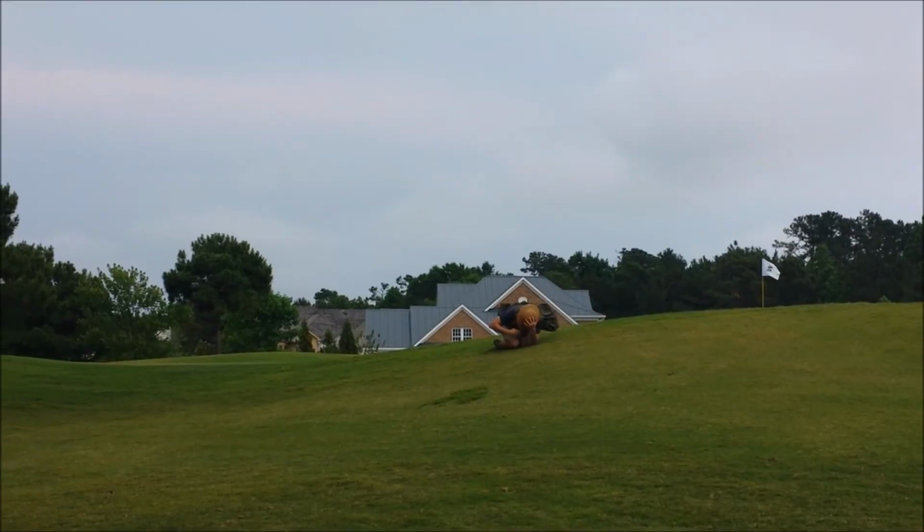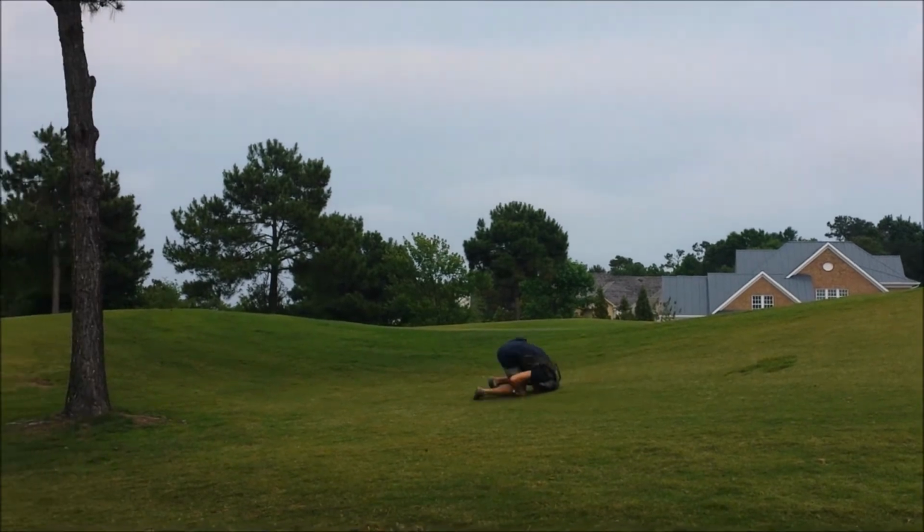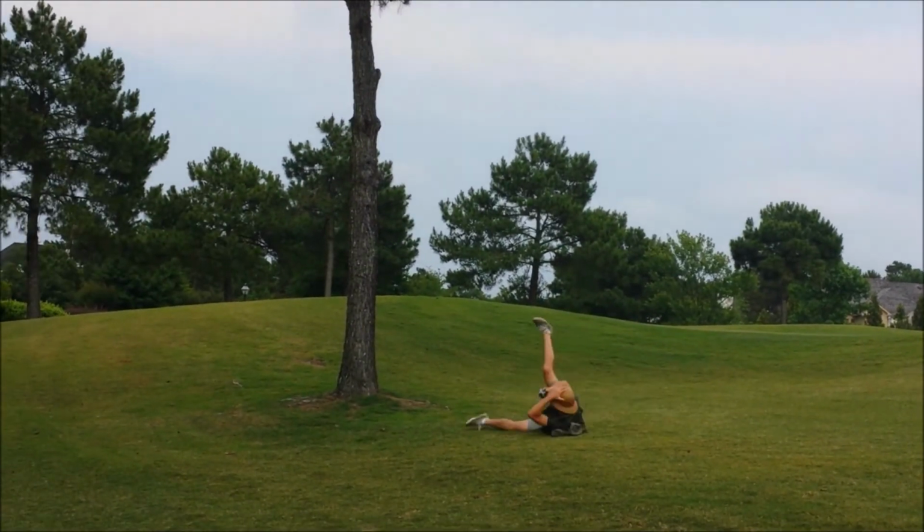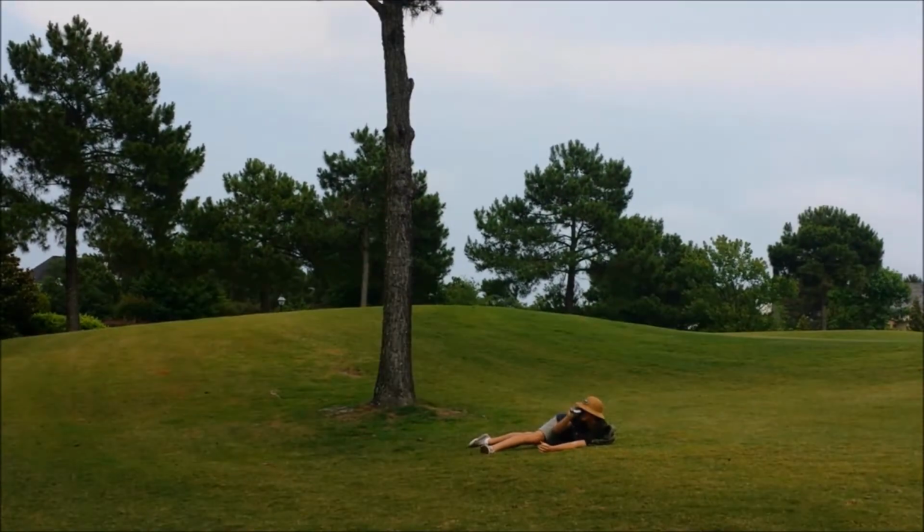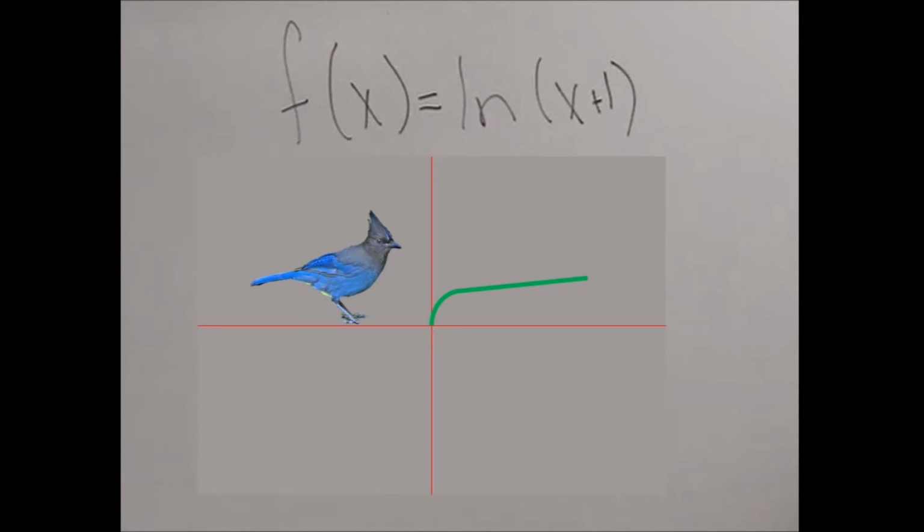As he rolls down the hill and reaches his landing point, he realizes something fairly unique about the bird's flight pattern. From this spot, he notices that the bird flew along the path of ln of x plus 1. And being the good calculus student that he is, he wants to figure out a Taylor series polynomial for this bird's flight path.